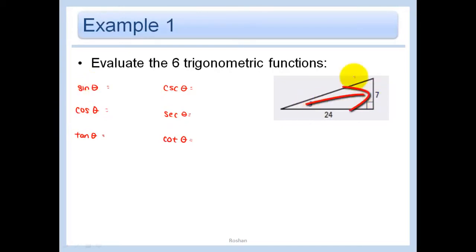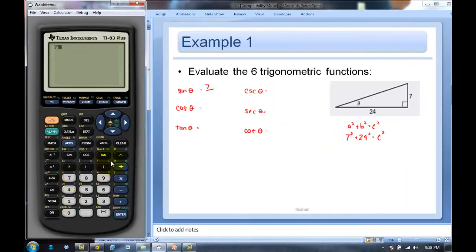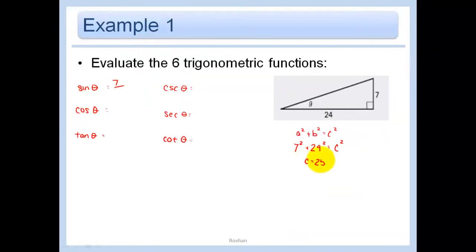So sine is opposite, which is 7, over hypotenuse. What is the hypotenuse? Remember a squared plus b squared equals c squared? Yep, it's all coming back. 7 squared plus 24 squared equals c squared. Let's see, 7 squared plus 24 squared is 625, and the square root of my answer is just 25. C equals 25. So 7 over 25, and then cosine is going to be adjacent, 24, over hypotenuse, 25. Tangent's going to be opposite over adjacent, 7 over 24. And then just flip them all, 25 over 7, 25 over 24, and 24 over 7.